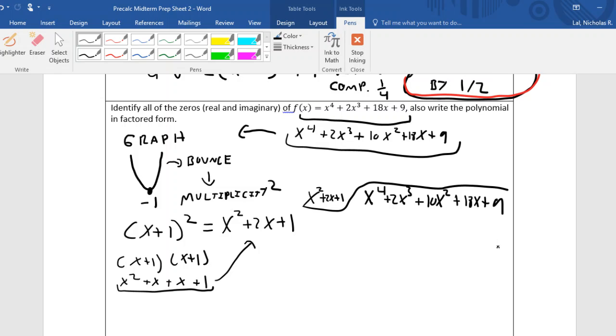Why am I dividing? Okay. Let's get back on task. I'm dividing because what I'm trying to do is divide by the factors that I know I have to find the other factors. Because in order to find the polynomial in factored form, you need to find the other factors by dividing.